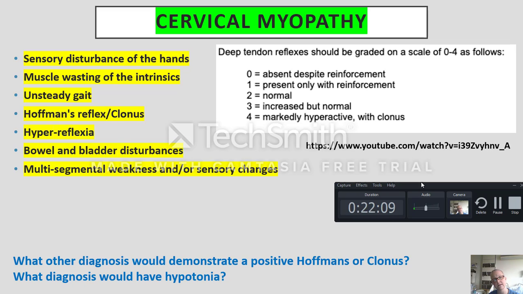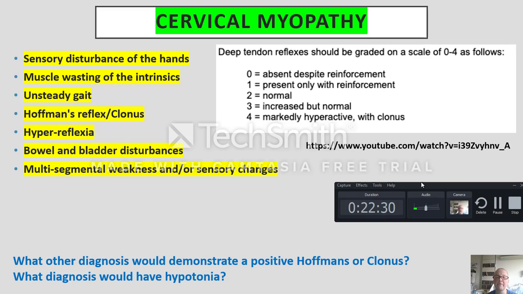Is that the same thing? I'm thinking so. Hyperreflexia, bowel and bladder disturbances, multi-segmental weakness and/or sensory changes.